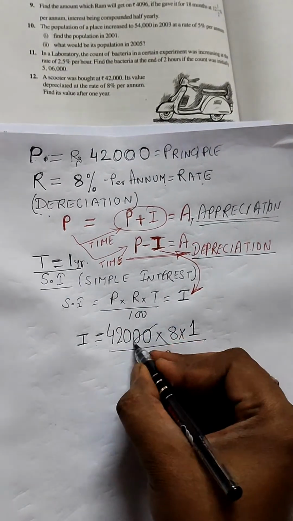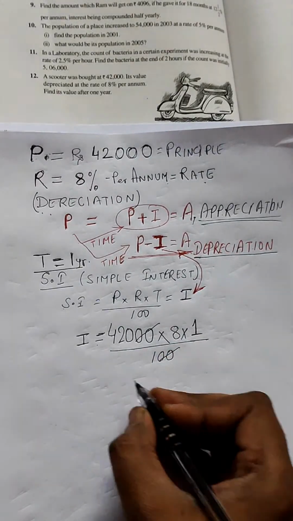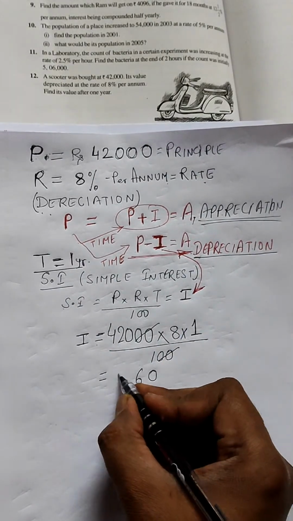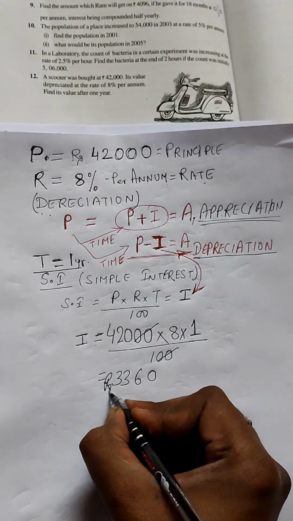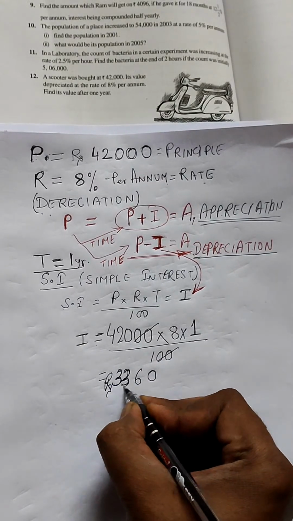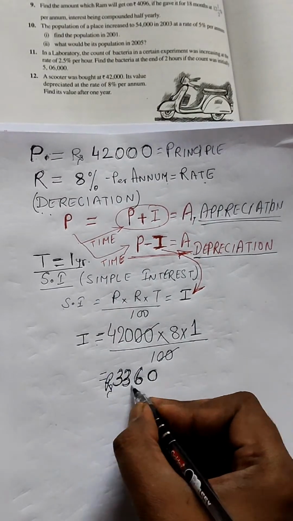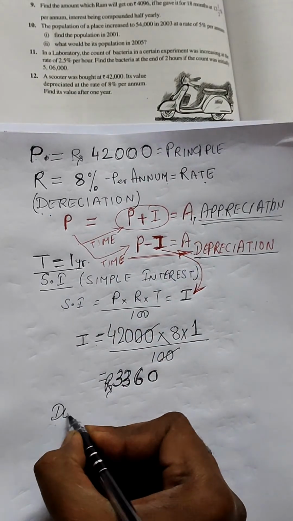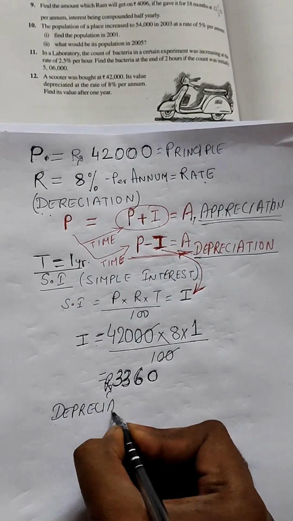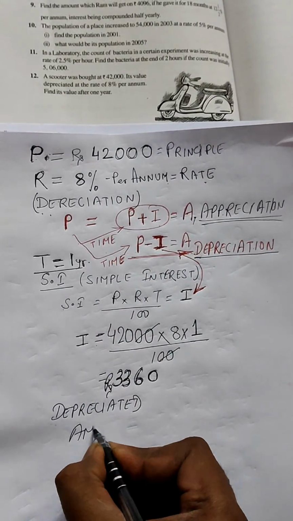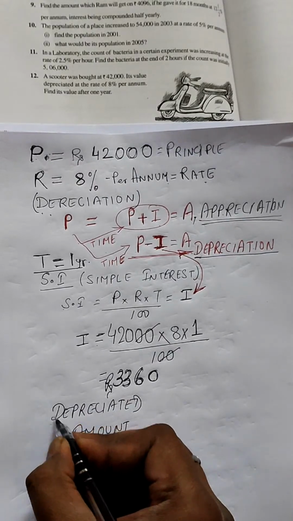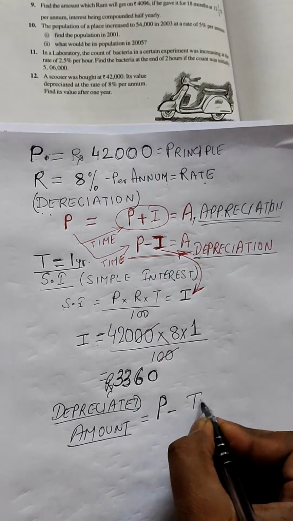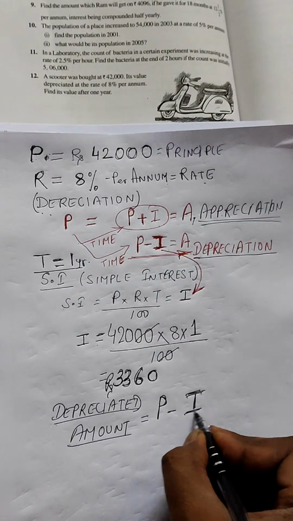Now, this 20 will be cancelled out, and we are left with 8 to 16, 3360 rupees. 3360 is calculated as I, right? So what will be the depreciated amount? Depreciated amount, that means whatever he has invested, that means the principal minus the interest. This will be the depreciated value of that particular object which he had purchased.